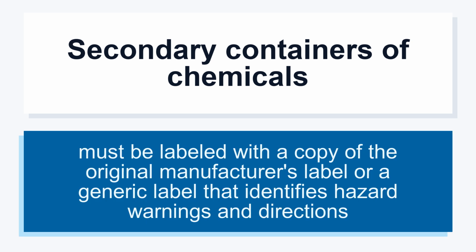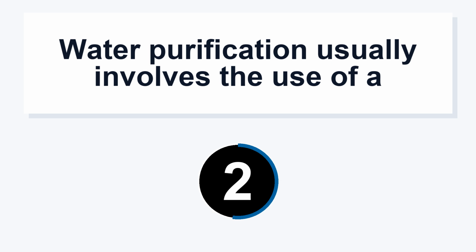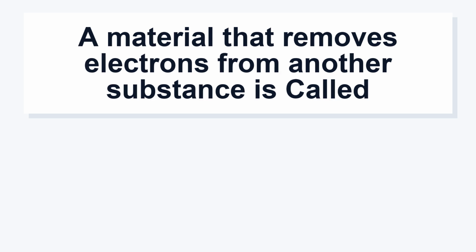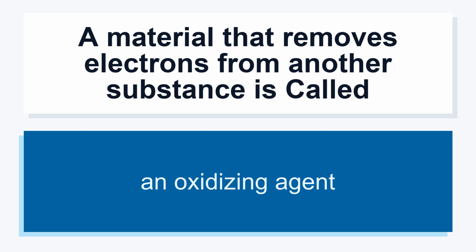Must be labeled with a copy of the original manufacturer's label or a generic label that identifies hazard warnings and directions. Water purification usually involves the use of a pre- and post-filter. A material that removes electrons from another substance is called an oxidizing agent.